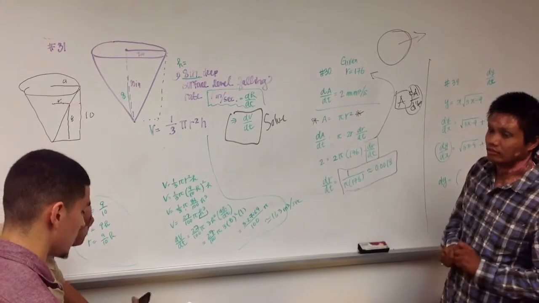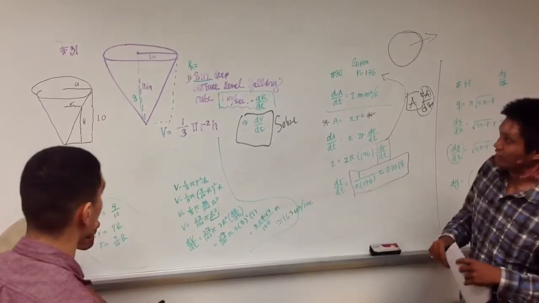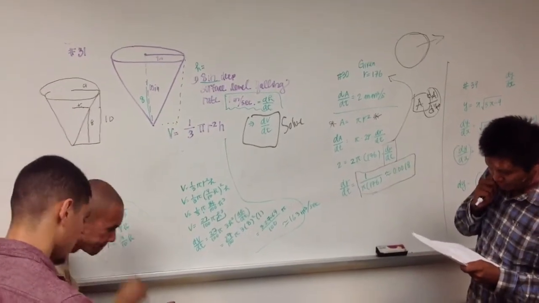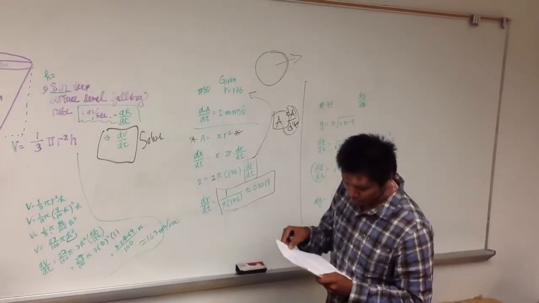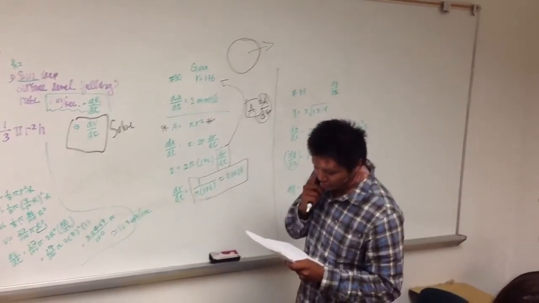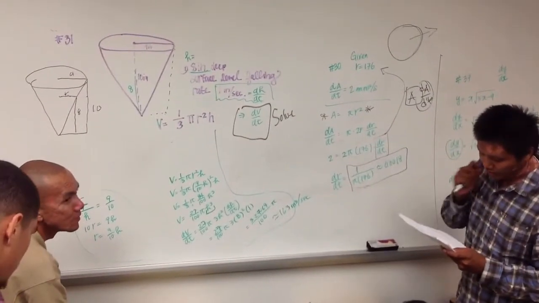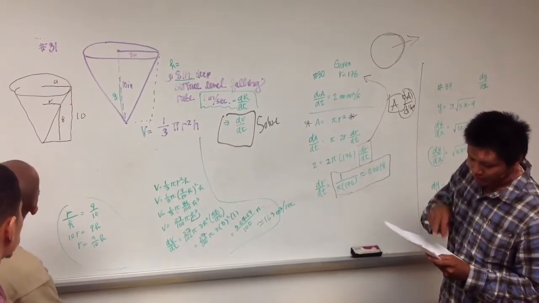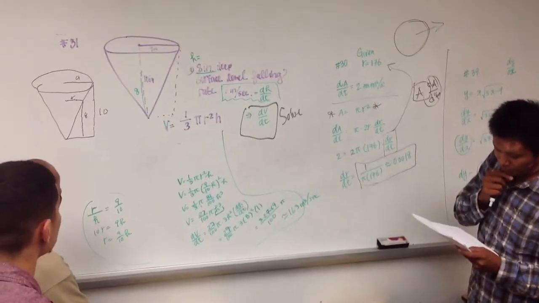Alright, 31. You guys got it? Reread the question first, that way everybody knows the concept. 31. Water is being drained from a container which has the shape of an inverted right circular cone. The container has a radius of 9 inches at the top and a height of 10 inches. At the instant when the water in the container is 8 inches deep, the surface level is falling at a rate of 1 inch per second. Find the rate at which water is being drained from the container.